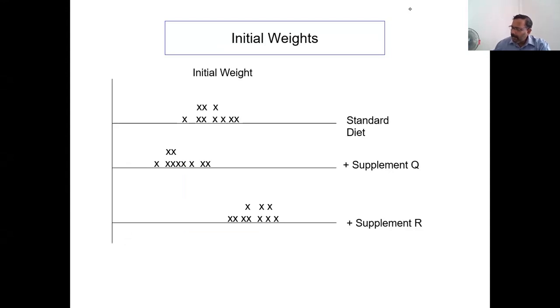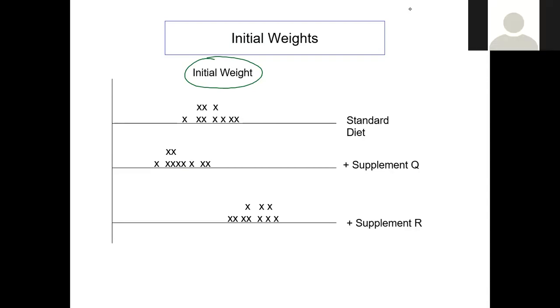Now what I do is I'm going to plot the initial weight. Can you remember the initial weight of the 30 calves? 10 calves were allocated for the standard diet, 10 calves for supplement Q, and another 10 for supplement R. Do you think all these 30 calves have the same initial weight?